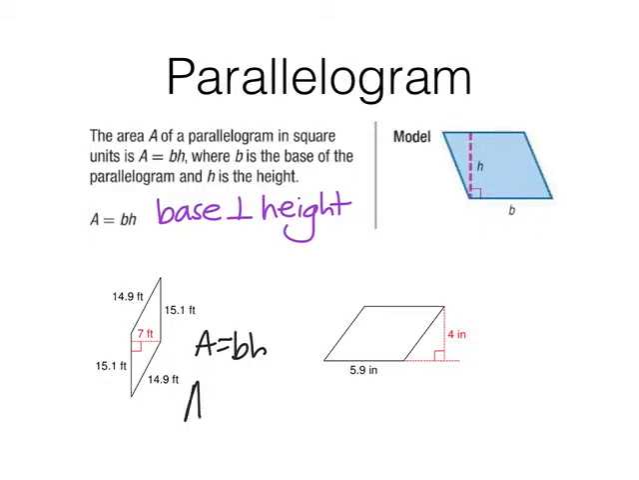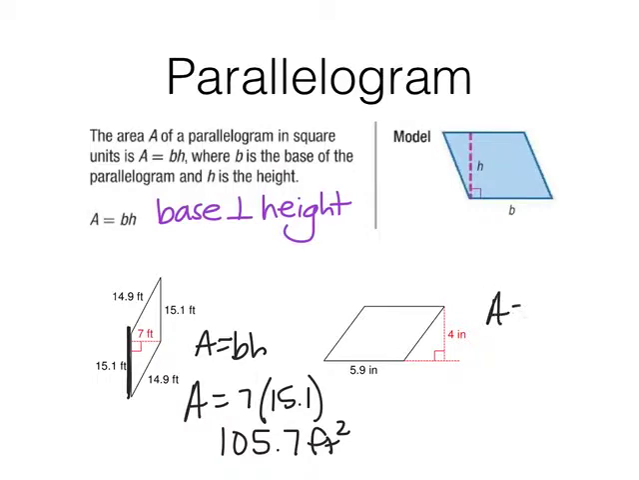So in this one, that's 7 times the perpendicular side, 15.1. So 7 times 15.1. That's going to come out to be, and I did all of these ahead of time to make this go smoother, 105.7. And this one is a square unit because we did use an area formula.